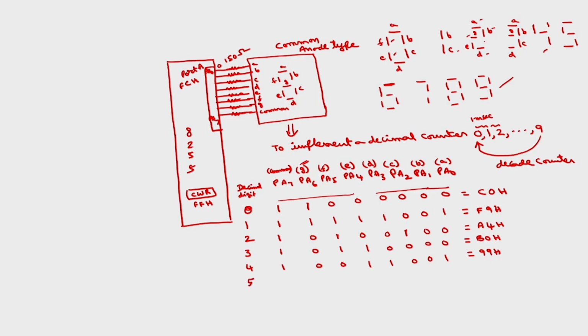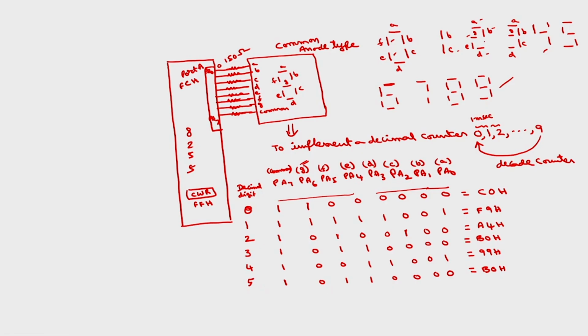Corresponding to 5, this will be 1. 5 means it will be except F and E, F and E will be 1s, remaining all will be zeros. So, this will be B0H, this is B0H, 1 0 1 1, 0 0 0, 5 is B0H.